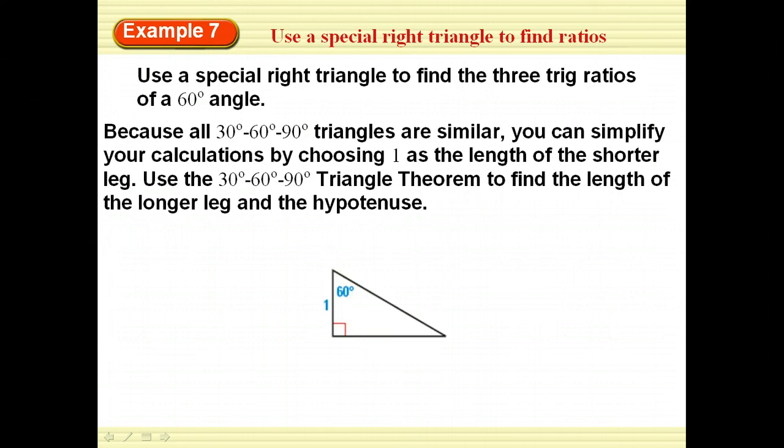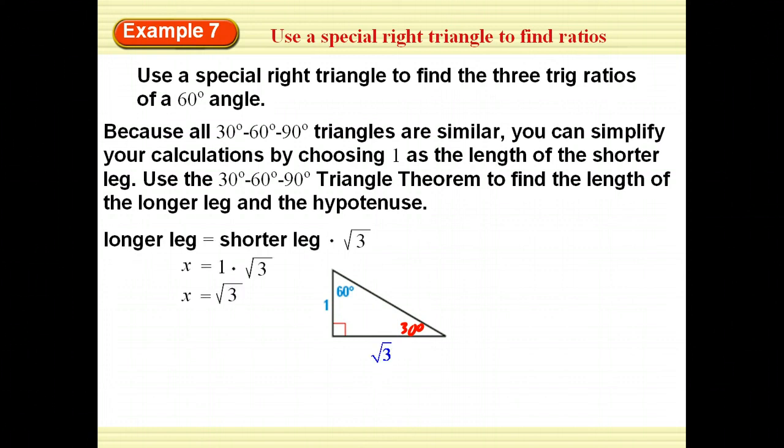So I have a 30, 60, 90 triangle, and I make the short side 1. We know that our long side is simply the short side times the square root of 3, and 1 times the square root of 3 is simply the square root of 3. We can also get our hypotenuse because it's simply twice the short leg, so 1 times 2 is 2. So now I have my three sides, and I can write my trigonometric ratios for the 60-degree angle.